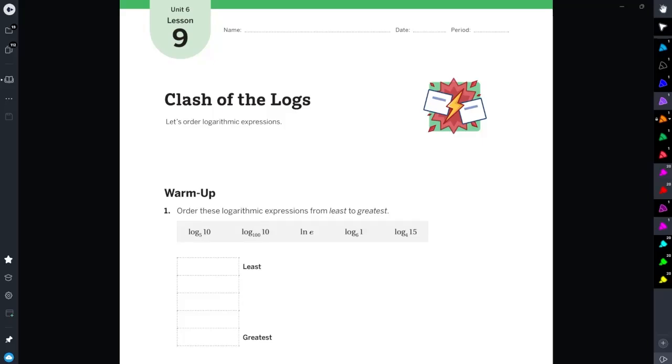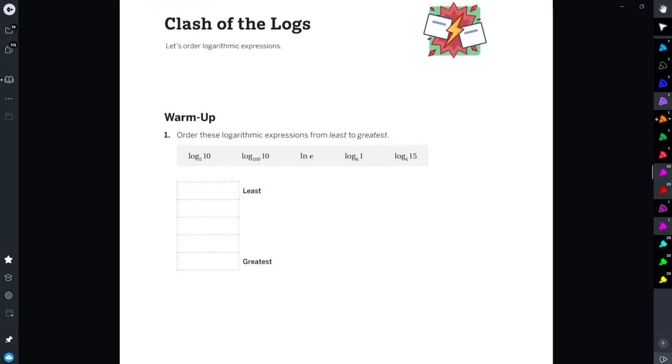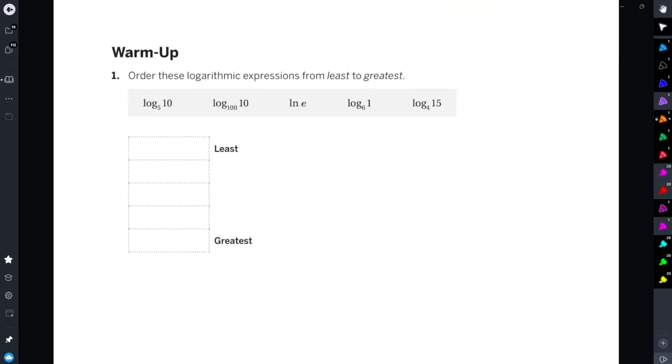All right, so lesson 9 is called Clash of the Logs. What we're going to do in this video is go through the warm-up and some of the activities, and then talk about the summary. Our warm-up says order these logarithmic expressions from least to greatest.